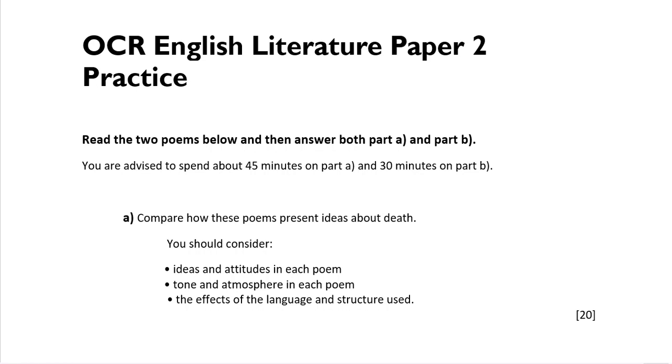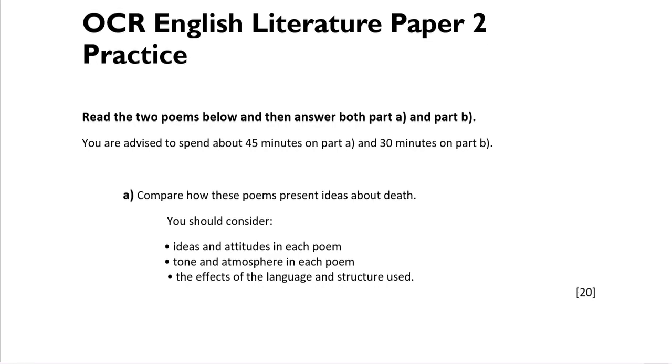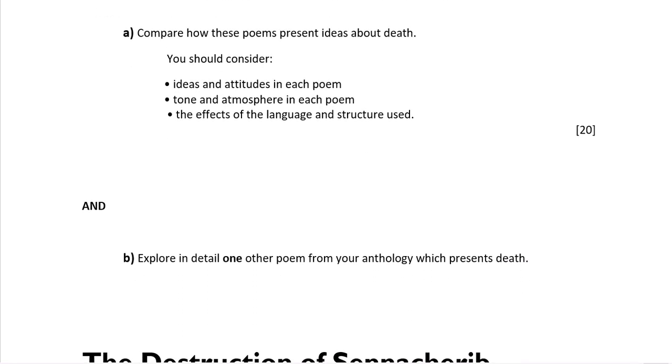And these two questions come in two parts, two tasks you need to do. The second task is the easier one. Explore in detail from one other poem of your anthology which presents, and in the example I've chosen, death, but it will be something that's to do with conflict, something that allows you to talk about more than one poem in the cluster, although your second essay is only asking you to write on one poem.